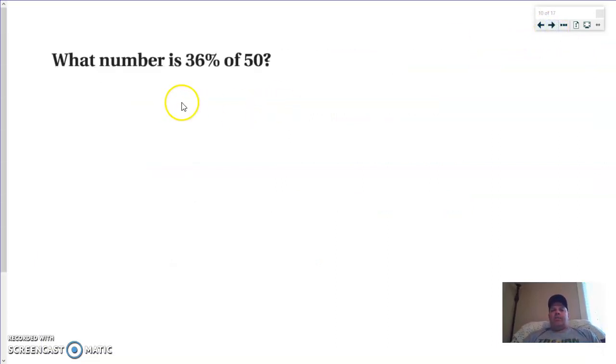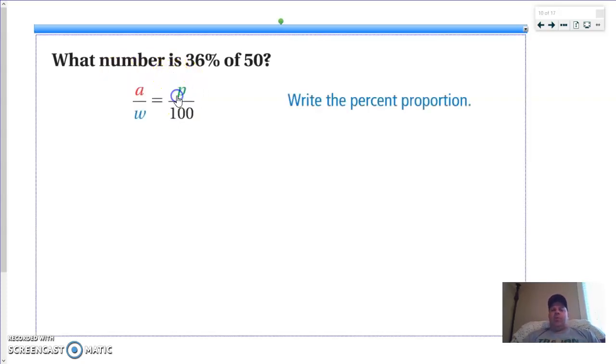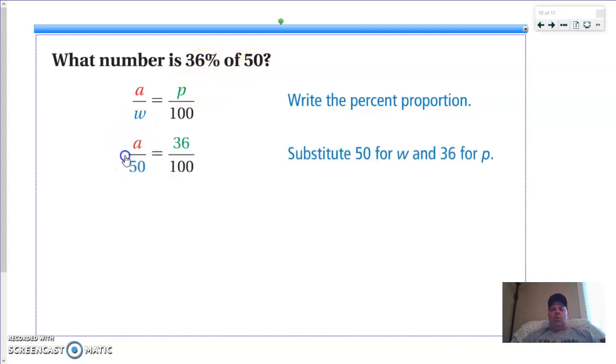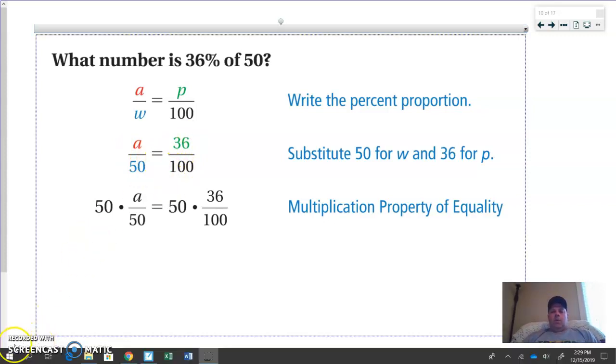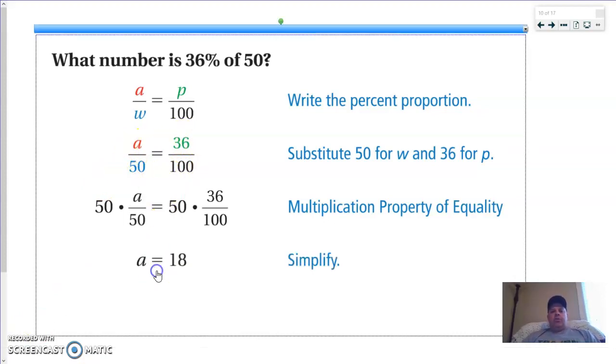What number is 36% of 50? I'm asking what number is, so that's going to be the one that I'm going to find. Is over of equals percent over 100. I am going to put the 36 in with the percent, and 50 is the whole, so you can see there's my answer. Again, cross multiplying will give me this: 100A equals 1,800, or as you can see here, we divided by 2, so our answer is going to be 18.